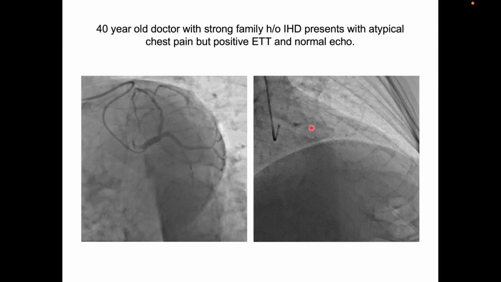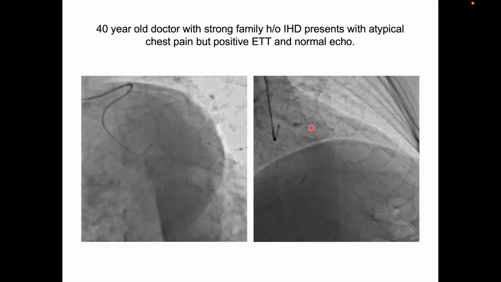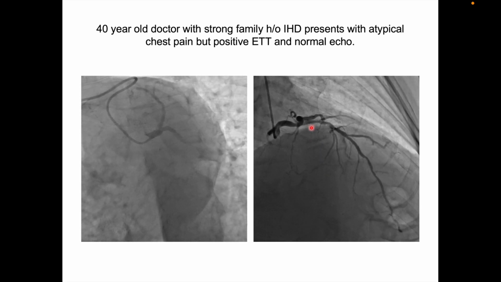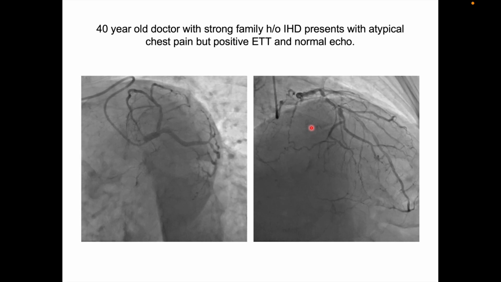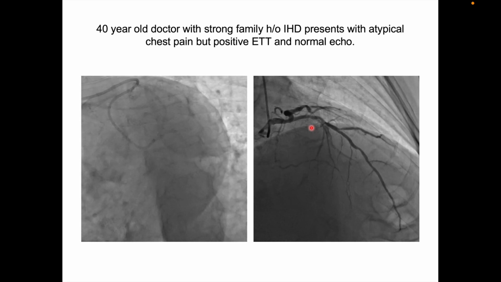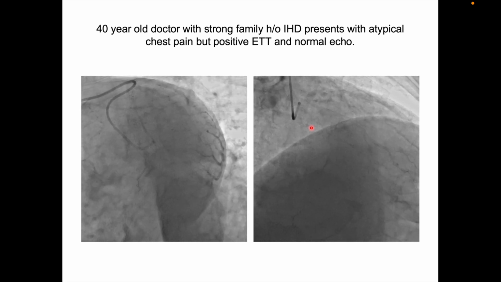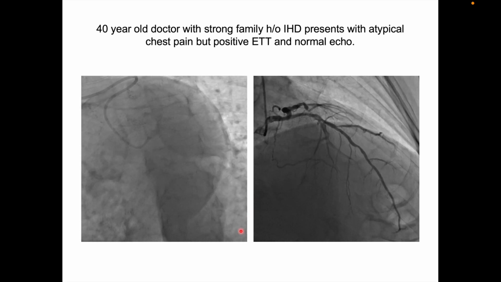Now, just to give you an example, this is a 40-year-old doctor with strong family history of ischemic heart disease, and he presents with atypical chest pain but positive ETT and normal echo, and this is his angiogram. I'll let everybody concentrate on the angiogram, and I will keep changing the views.